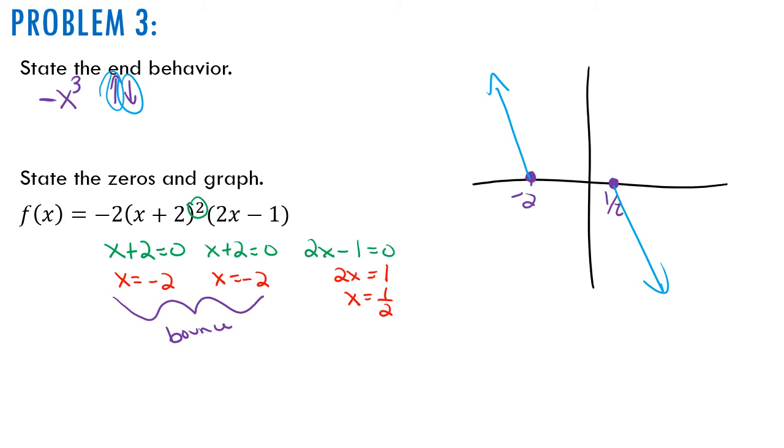Now at negative 2 is where I should be bouncing. So if I draw my line this way, I hit negative 2, I bounce off negative 2, I turn around because I have to hit that 1/2. When I do, it should end up going straight through.